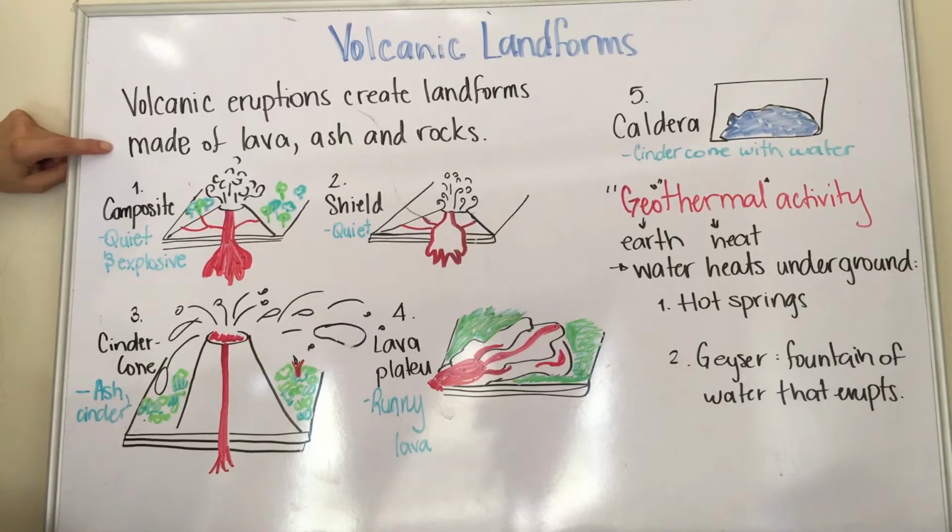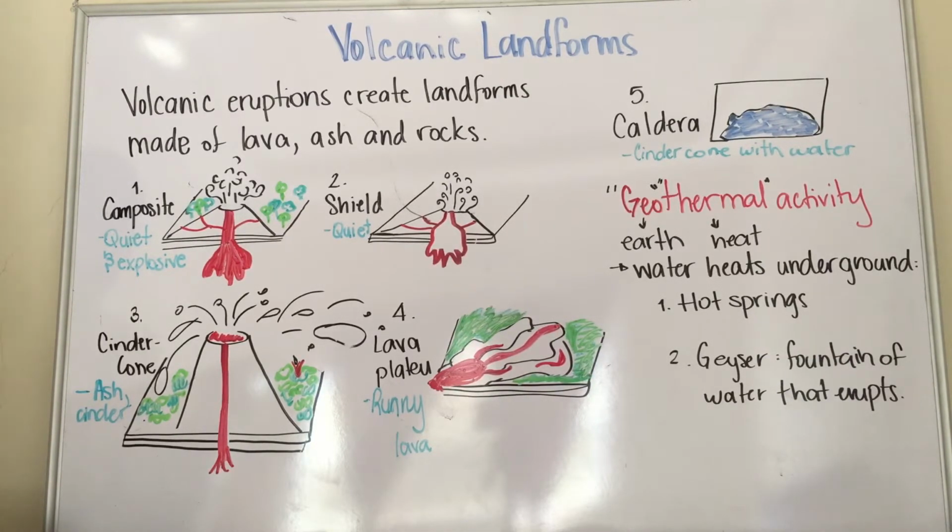Volcanic eruptions create landforms that are made from lava, ashes, or rocks. Remember that when a volcano erupts, the magma becomes lava, and with the lava comes a lot of rock, ashes, and pieces of molten rock that go outside. So that's going to create different types of landforms. The first one we have here is the composite volcano.